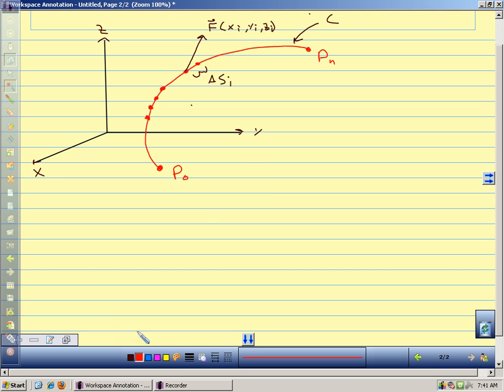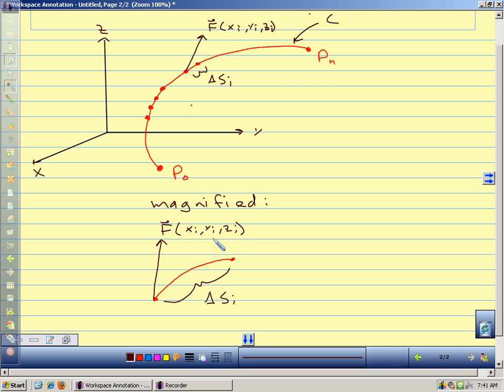So let me draw a magnified picture of the ith subinterval. So here's my magnified picture. Here's delta S sub i. And here's our force vector, and that's at our position x sub i, y sub i, z sub i. And here is our tangent vector at the ith subinterval. I'm just going to call this T sub i. So T is a tangent vector at the ith subinterval.